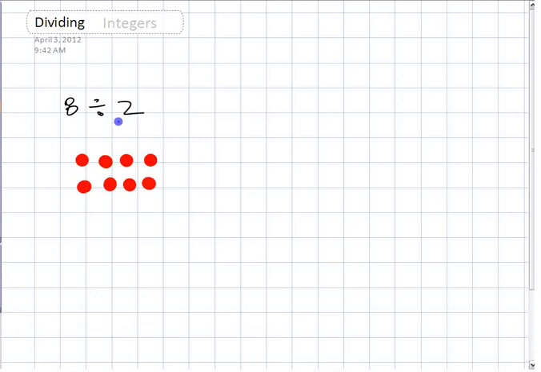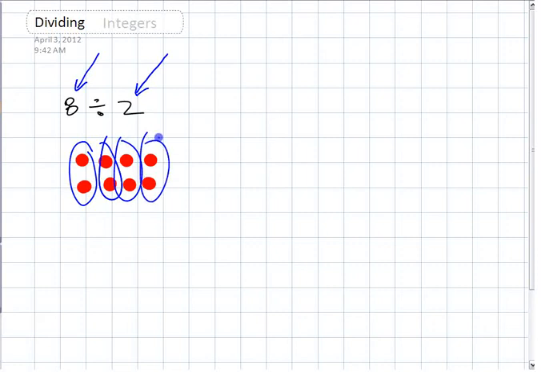When you first learned to divide, you probably learned two different ways of modeling it. If you had 8 divided by 2, one way was how many groups of 2 can you make out of 8? Make groups of 2 and count them, right? So obviously you can make 4 groups. Count how many groups of this number you can make out of this number. That's one way you learned how to model division.